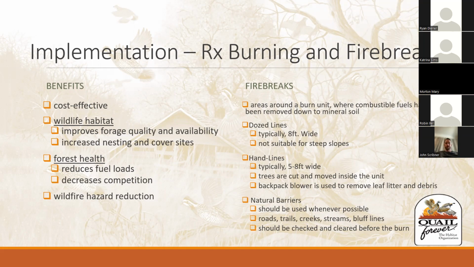My favorite type of fire breaks are natural barriers, or things that are already there. The landscape has done the work for us. They should be used whenever possible, because any type of soil disturbance, even if it's small, barely scraping the ground, can cause erosion issues. This could be roads, trails, creeks, streams, bluff lines, something that the fire cannot cross. We can utilize those natural areas as fire breaks, but obviously they should be checked and cleared before the burn.